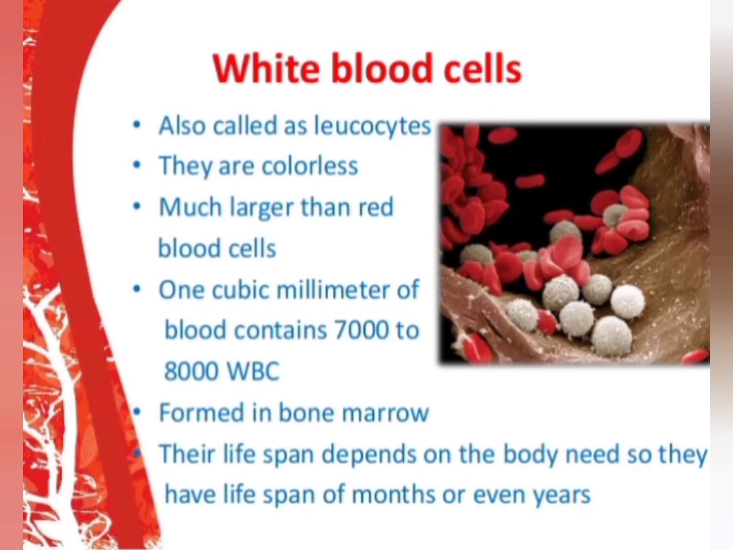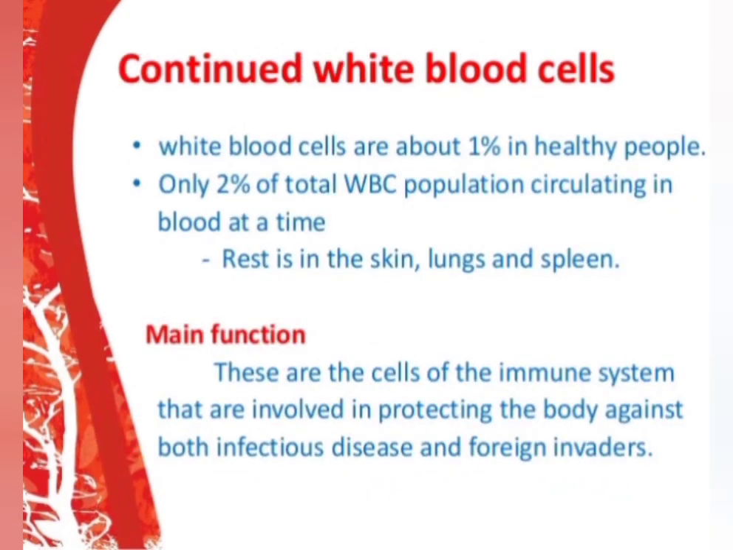It is also found in bone marrow, just like the RBC. If we see its lifespan, it basically depends on the body's need. They can have a lifespan of months or even years, but in general terms, we say that the lifespan of a WBC in a man is about 10 to 13 days. As I told earlier, the WBC is about 1% of total blood volume. That means whatever blood volume we have, WBC is present as 1% of that blood volume.